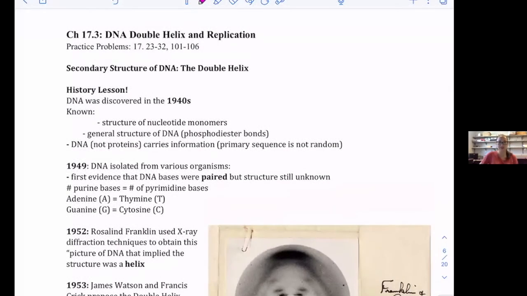Okie dokie. So continuing on, we're going to talk about the secondary structure of our DNA, and specifically the DNA double helix, and we'll get into replication soon. I did want to start off with a little bit of a history lesson. To be honest, this was kind of shocking to me too. I learned this before, but I didn't really put it into perspective until I was prepping this for you guys, and I was like, whoa, this is kind of crazy. So our history lesson on the secondary structure of DNA.